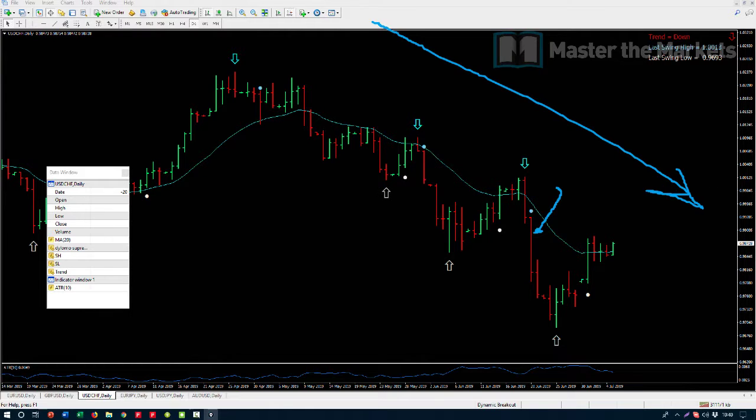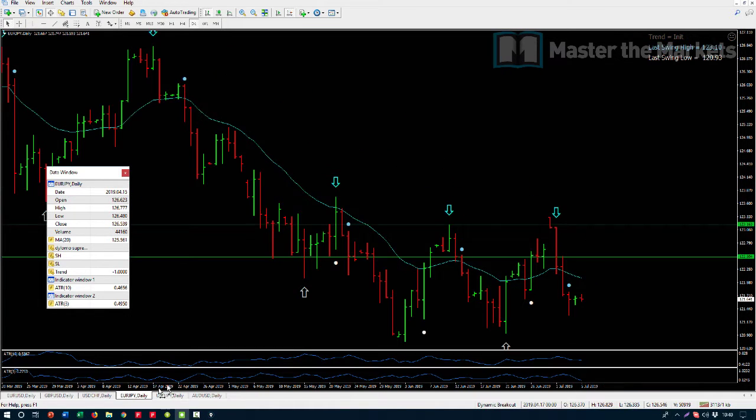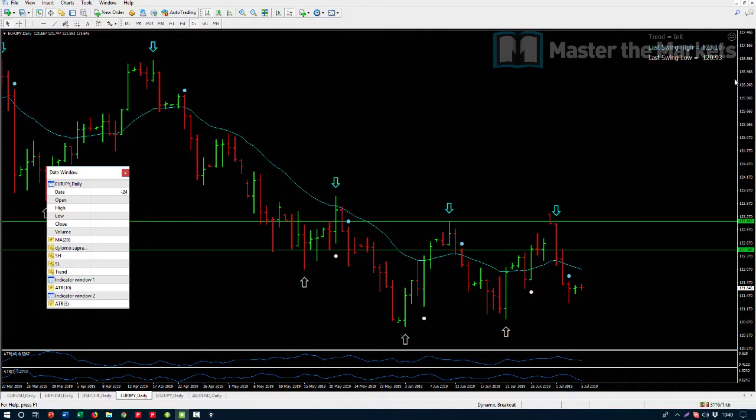So let's keep a lookout for that. Euro Japanese yen. Again, not really too much happening here. We've got again a confirmed upward trend, and the reason for that is because we've got a break of this last swing high again just here. So let's be on the lookout for this.